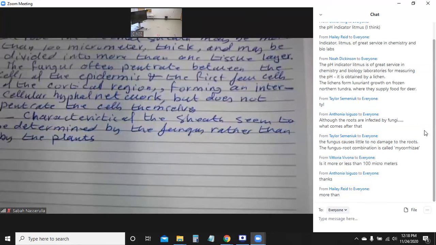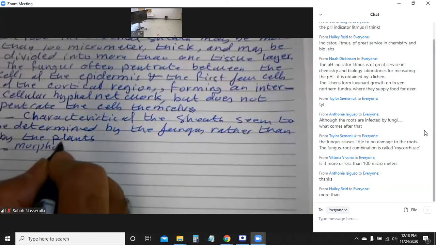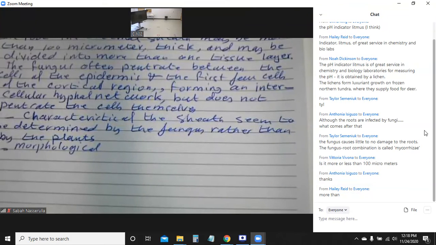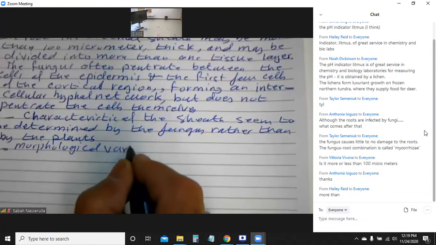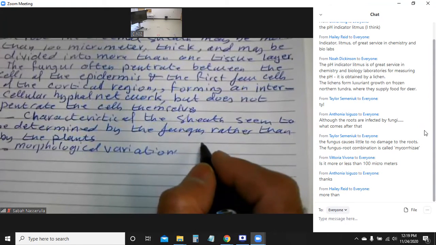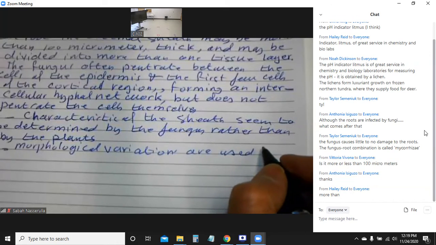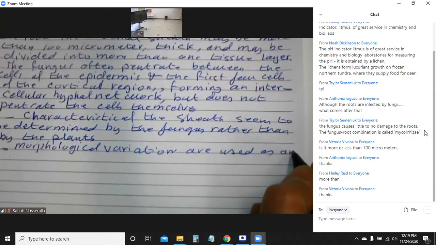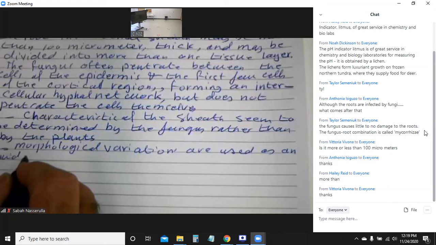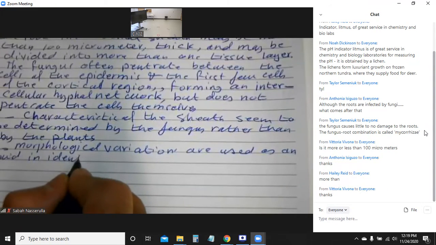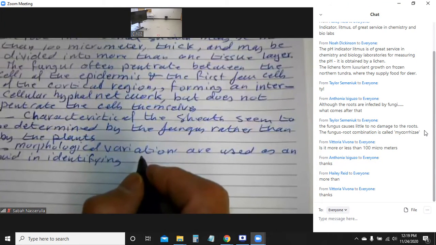And usually that morphological variation is going to help us sometimes determine what kind of fungus it is, especially the color of the sheath. Sometimes it could be dark brown, sometimes black, or yellow brown. All that depends on the type of the fungus. So, morphological variations of the sheath are used as an aid in identifying the fungal partners.